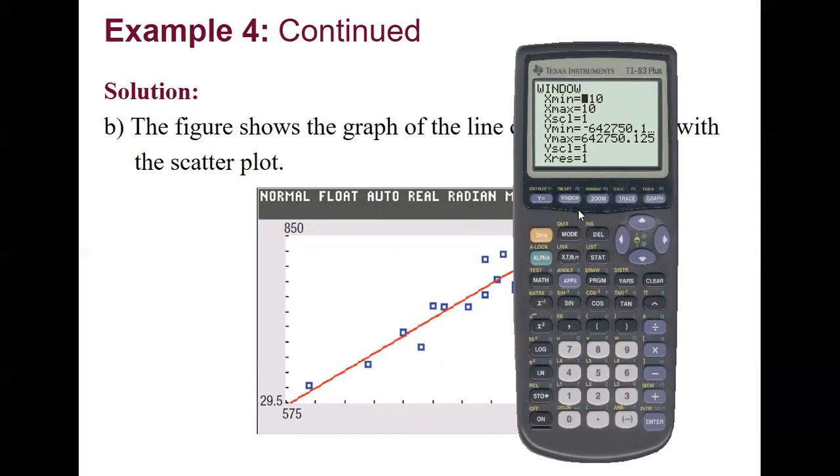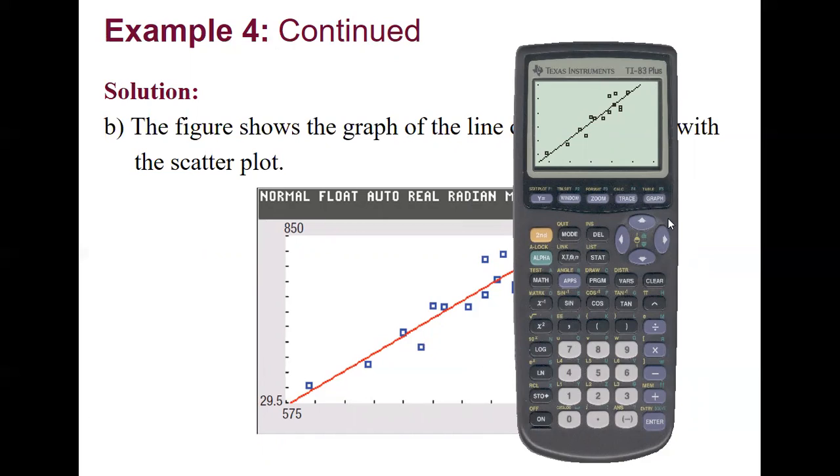All right. Let me put my window settings back how they were. So I was at 29.5 and I went up to 35, counting by ones. Here I'm at 575, up to 850, and I counted by 50s. I promise y'all, I knew what I was doing. So there's my line, and you can see that the line of best fit is the line where the points are the least distance away from it, where all the points are the least distance possible.